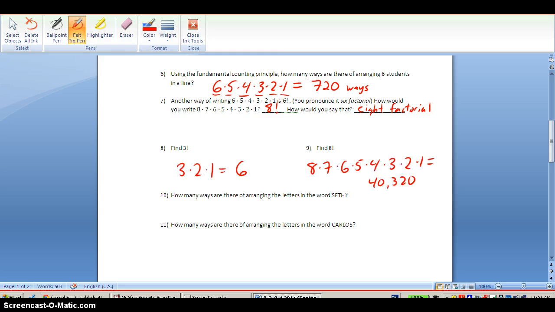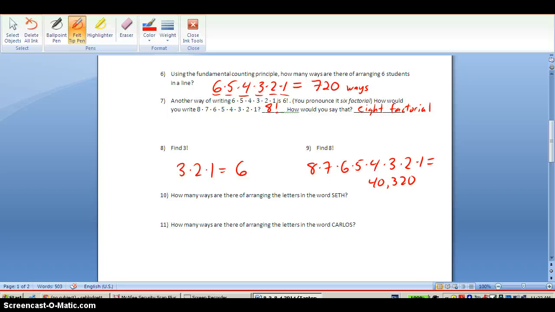Okay, hopefully you were able to find that 3 factorial is 3 times 2 times 1, which is 6, and 8 factorial is 8 times 7 times 6 times 5 times 4 times 3 times 2 times 1. You can see why we don't like saying that. We just say 8 factorial. It comes out to 40,320.